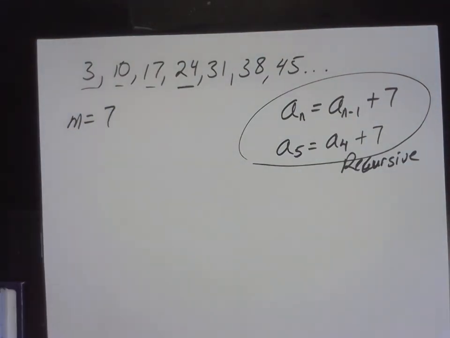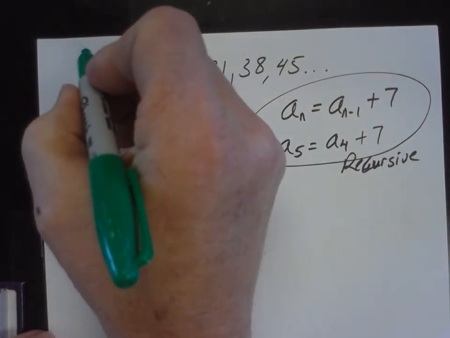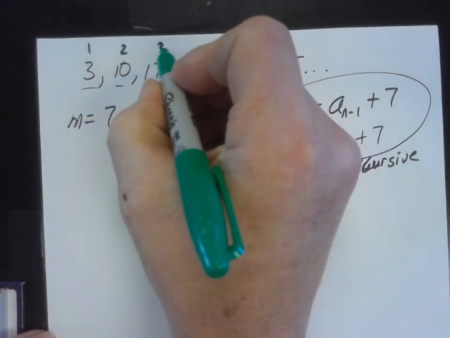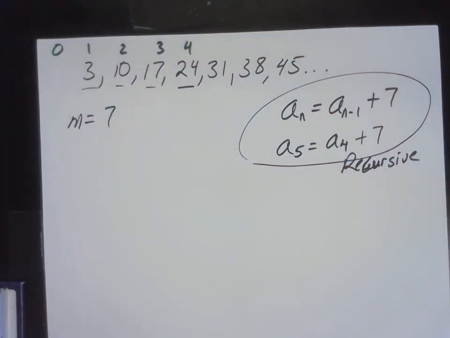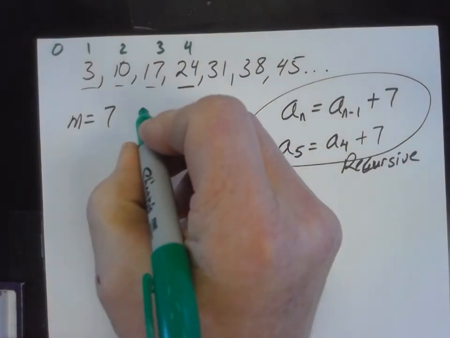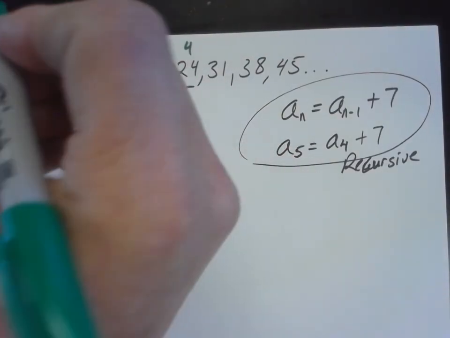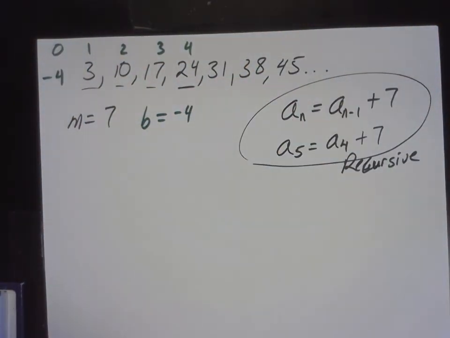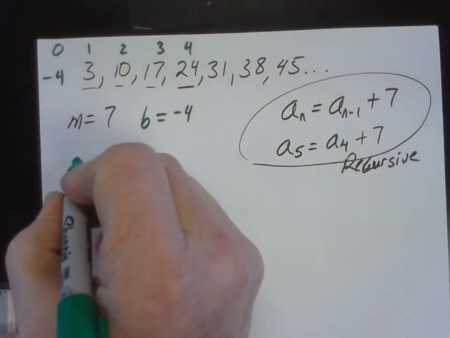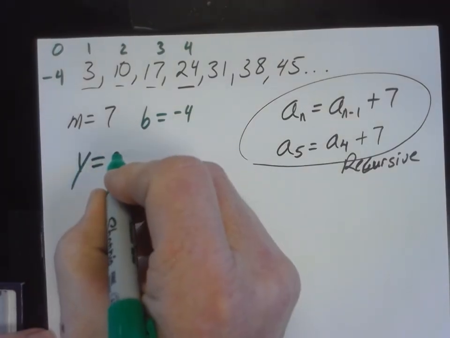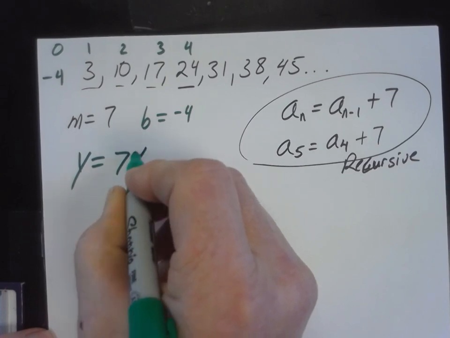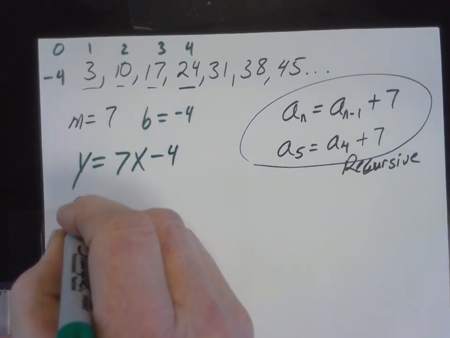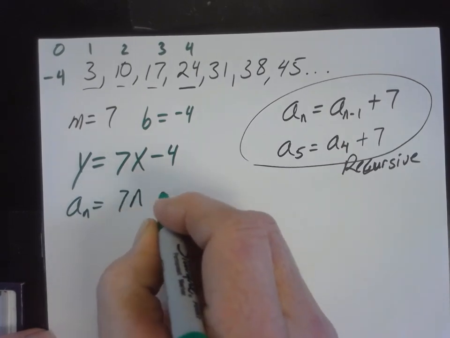And always remember, when we see a series like this is the first term, second term, third term, fourth term. What is the 0 term? Y'all with me? I heard one person say it. What is it? Okay. The initial amount, the initial term, or the 0 term, or the y-intercept, whatever you want to call it, is -4. So this equation is y equals 7x - 4, or a sub n equals 7 times n minus 4.